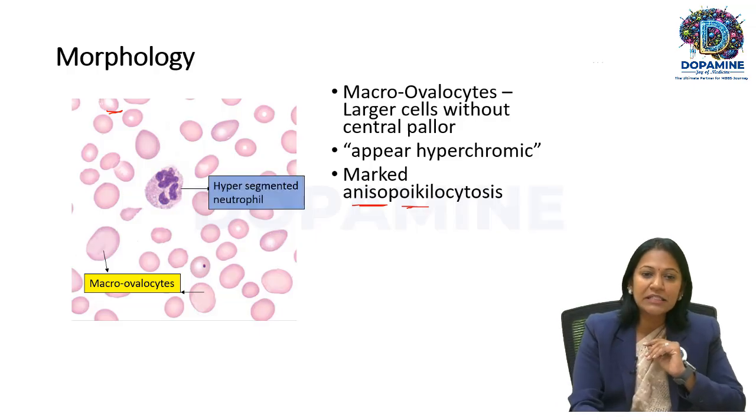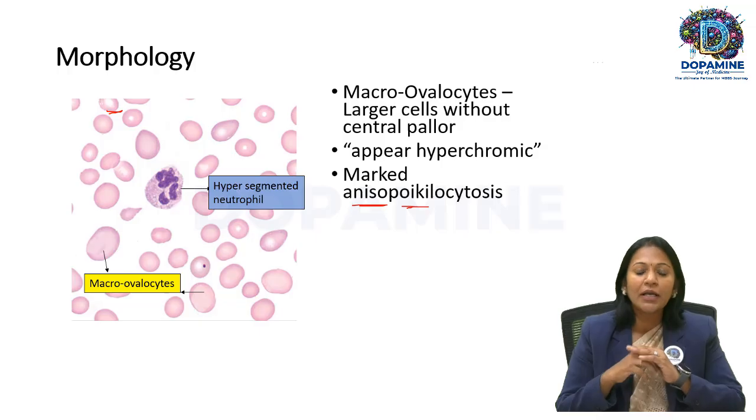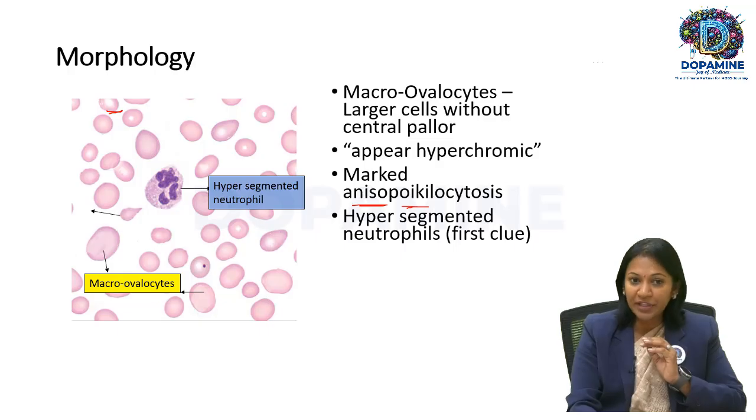So as I have already said, this is a hypersegmented neutrophil. The first finding in macrocytic anemia will be hypersegmented neutrophil. Hypersegmented neutrophil is a neutrophil with more than 5 lobes. So if you see more than 5% of neutrophils with more than 5 lobes, you can call that peripheral smear picture as hypersegmented neutrophils are seen, suggestive of macrocytic anemia. So that will be the first clue.